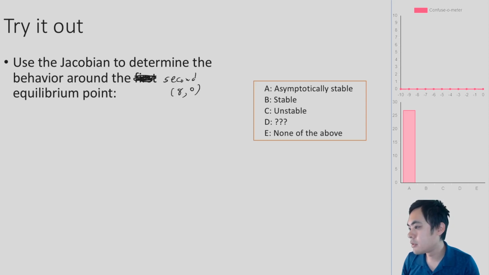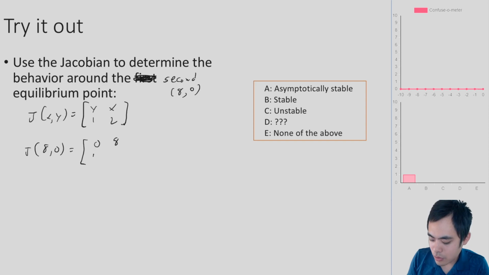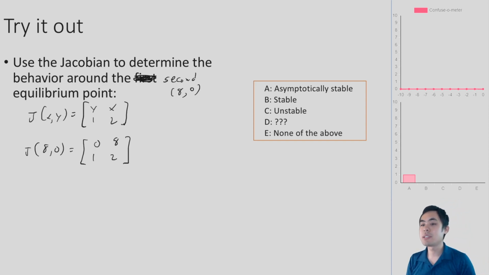And so what we have is the Jacobian matrix J of xy is equal to [y, x; 1, 2]. We're going to plug in (8, 0), J of (8, 0). So that's going to be [0, 8; 1, 2]. And the question is, what are the eigenvalues, and does that mean that this is stable or unstable? Oh, it looks like many people are already done. And, oh, okay, so we have a very high quorum for unstable.